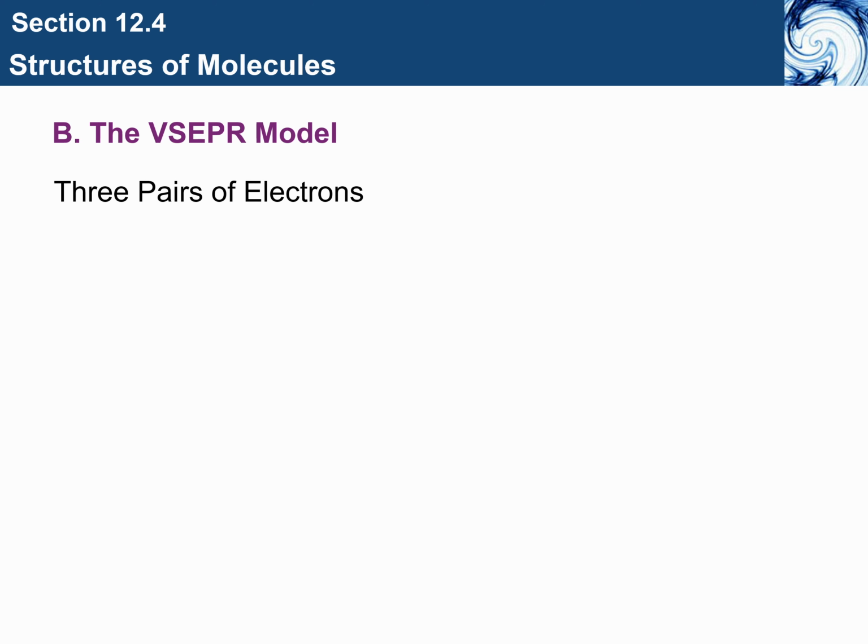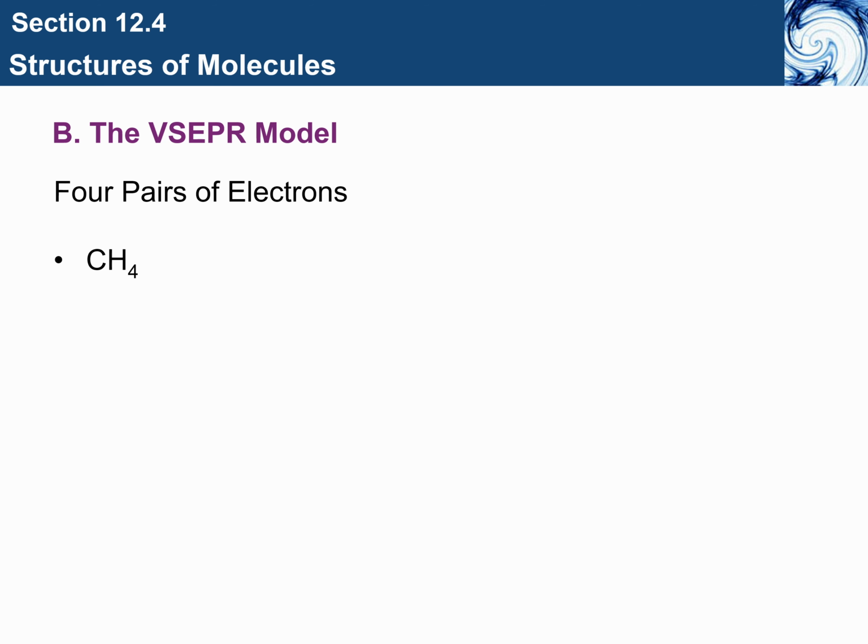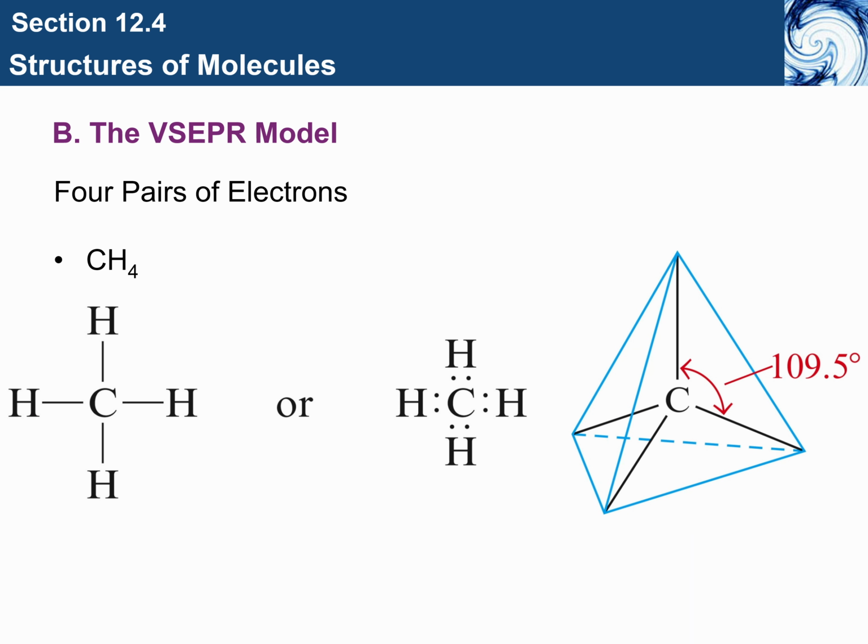Three pairs of electrons. With three pairs of electrons around a central atom, the arrangement is trigonal planar with bond angles of 120 degrees. BF3 again is our example. We'll see both drawings. You can see that we are 120 degrees still. And if we see 120 degrees, we should be trigonal planar. With 4 pairs of electrons, we can have something like methane, where we have bond angles of 109.5, and that will be tetrahedral.